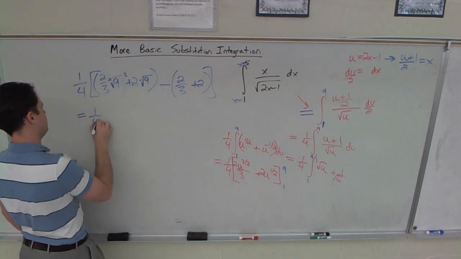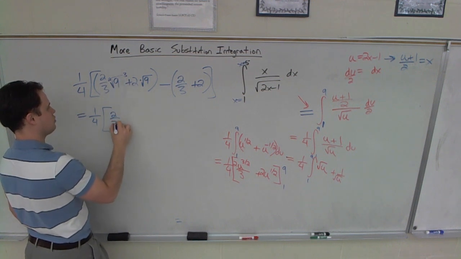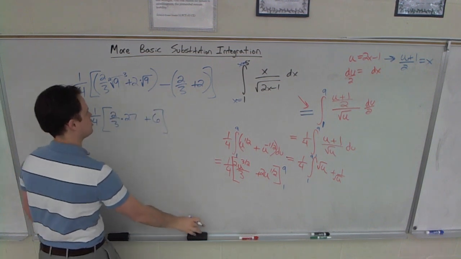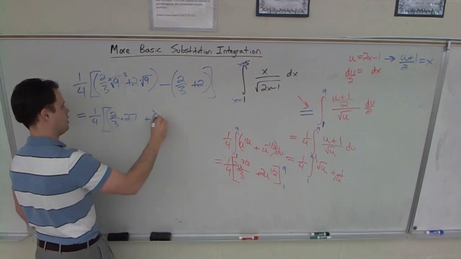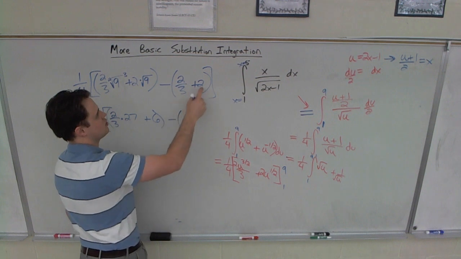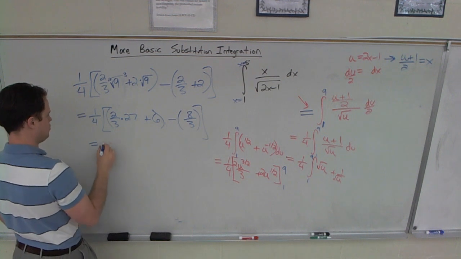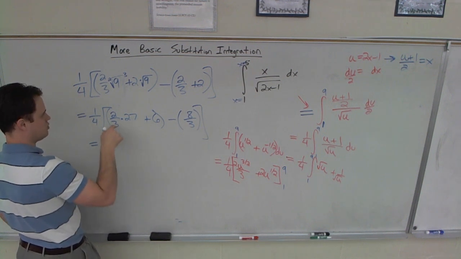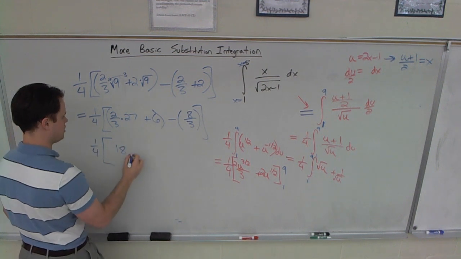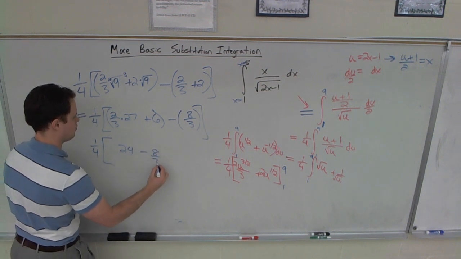All right, so we've got 1/4. Square root of 9 is 3, cubed is 27, so I have 2/3 of 27, plus 2 times 3 is 6. Oh, I shouldn't end that yet, right? That guy minus, and that's 2 and 2/3. Let's just put it all in thirds, shall we? So that's 6/3 and 2/3 is 8/3. All right, now I'm going to continue to simplify. 2/3 of 27, you could cancel it or do whatever you want. That's 18. So this is 1/4 of 18 plus 6. What's 18 and 6? I think that's 24 minus 8/3.